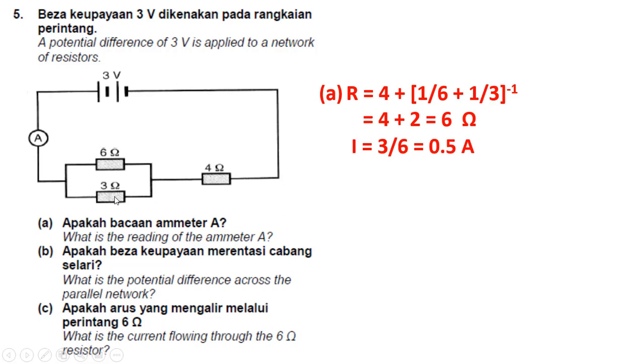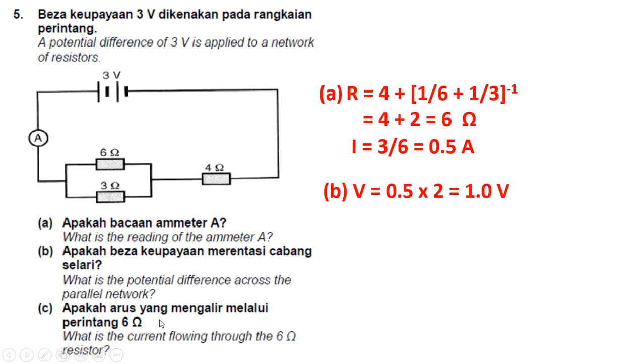The effective resistance here is 2. So 0.5 times 2 should be 1 volt. Or we can calculate here: 4 times 0.5 is 2 volt, so 3 minus 2 is 1 volt. Okay, so we get 1 volt.